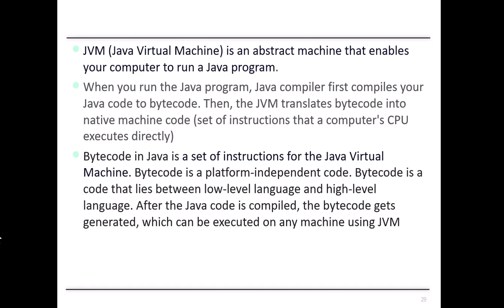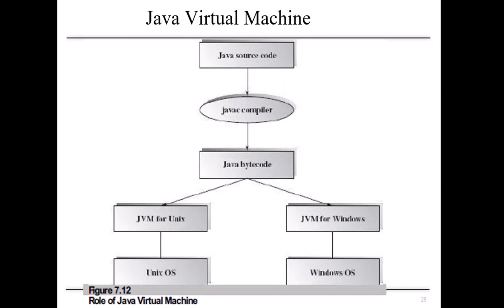So what is a bytecode? Bytecode in Java is a set of instructions for Java virtual machine. Bytecode is a platform independent code. This means bytecode does not depend on any specific platform. Bytecode is a code that lies between a lower level language and a high level language. So we can see this is a high level language and this is the low level machine language. So compiler converts this high level language to a Java bytecode.